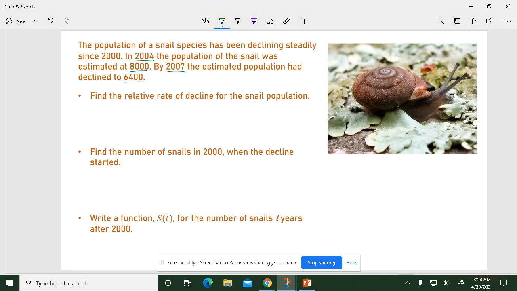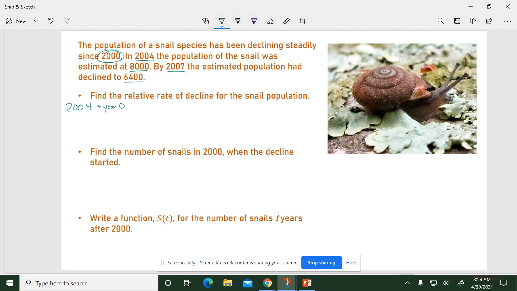So here, we don't have the rate again, but we also don't have the initial amount. We don't know how many, because remember, we're starting in 2000. We don't know how many snails there were in 2000. So the first thing we're going to do is go ahead and find the rate. And to do that, we are going to kind of shift our situation. Instead of starting in 2000, which we can't do because we don't know the number of snails, we're going to start in 2004. So for this, 2004 is going to be year 0.